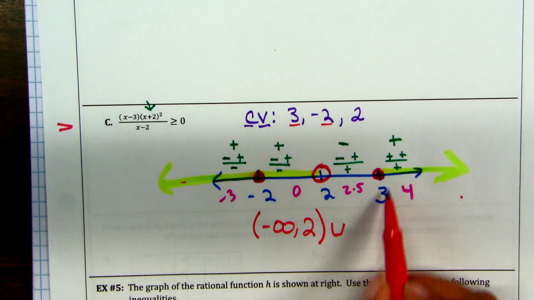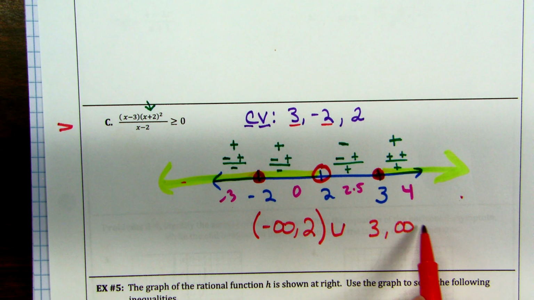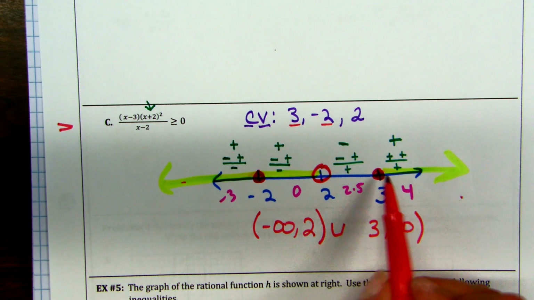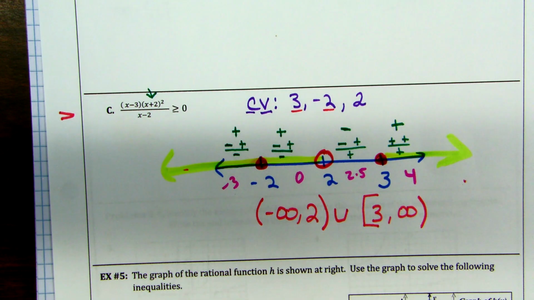Then we go to 3 to infinity. Always use parentheses on infinity symbols, and I have a closed-in circle on the 3, so it would be a bracket. So you guys can maybe think ahead, now that you've had a test in this class, a multiple choice question would have lots of variations maybe of this answer.